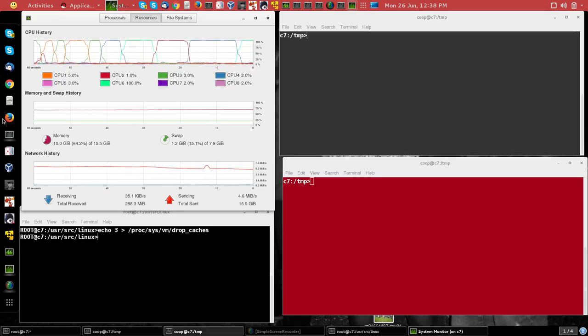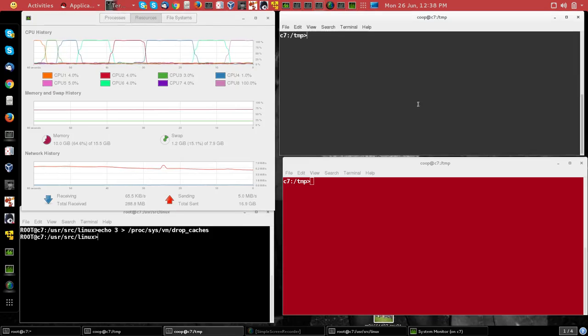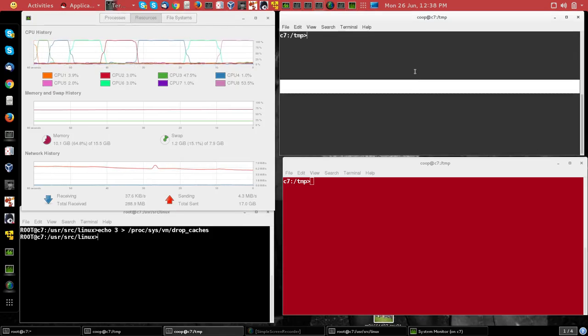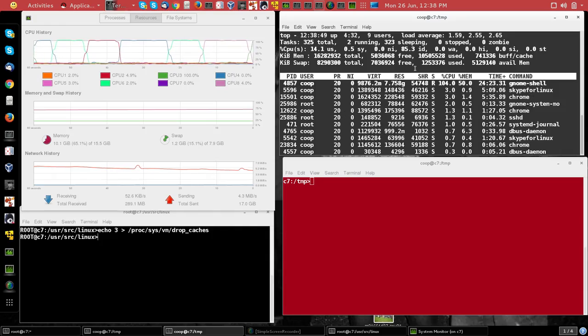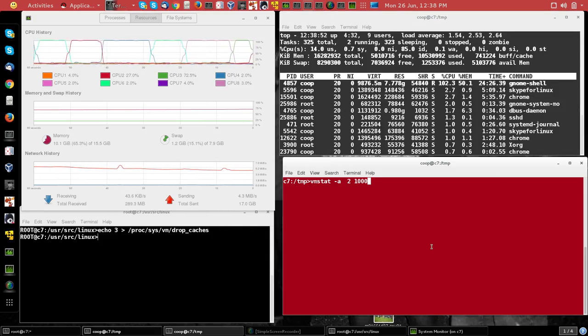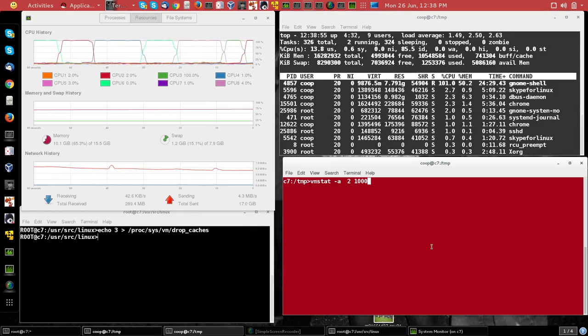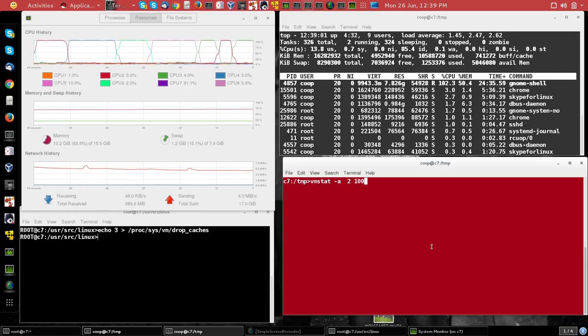So here's the memory usage in this circular graph here and swap here. And then the third, we're looking at network history. We're seeing both sending and receiving. Okay, so in the window on the top right, I'm just going to run top, which gives basic process monitoring on my system. And in the bottom window, I'm going to run vmstat with a command of -a to show everything, and then I'm going to run it every 2 seconds 1,000 times, just so it doesn't stop.